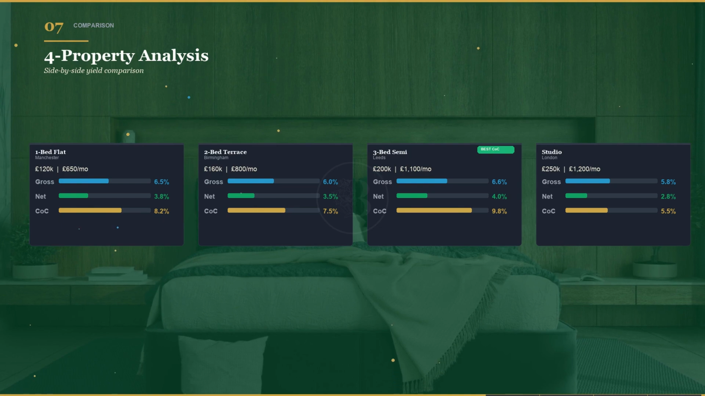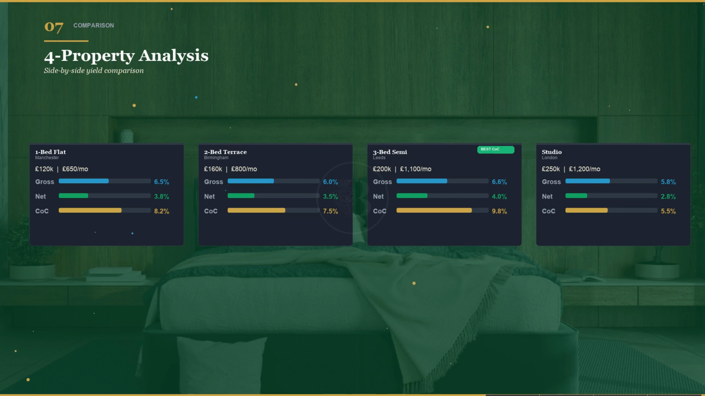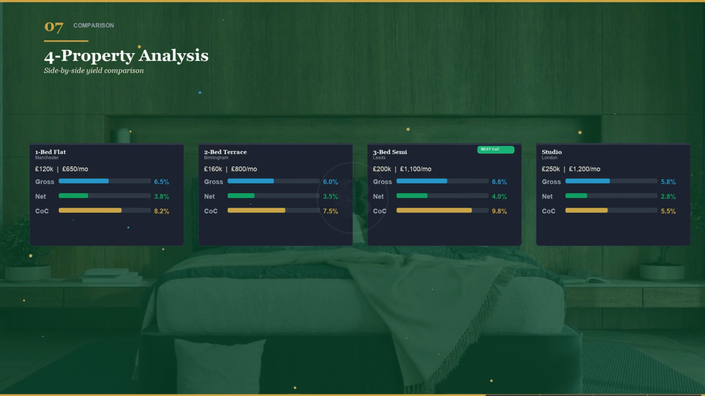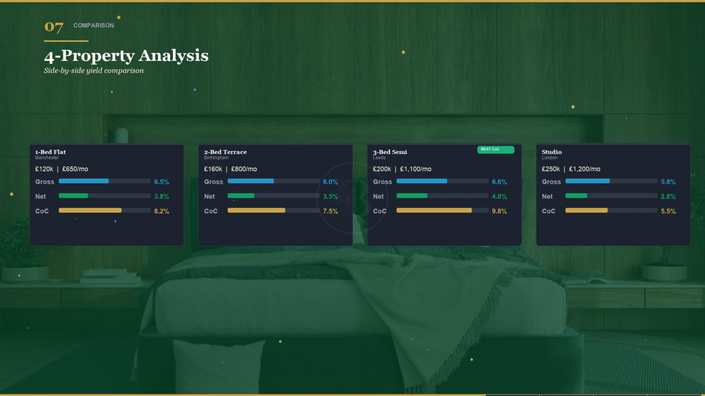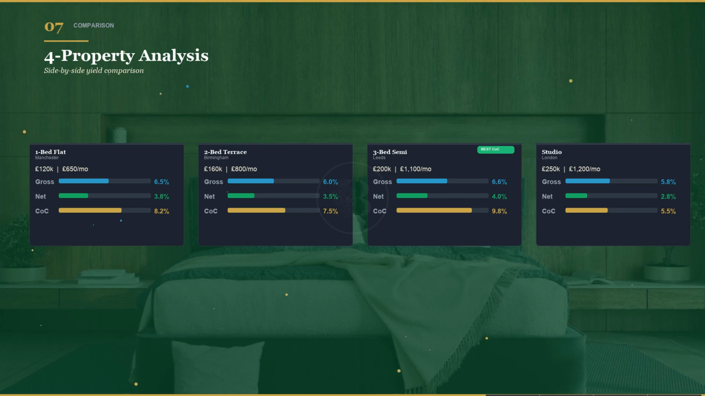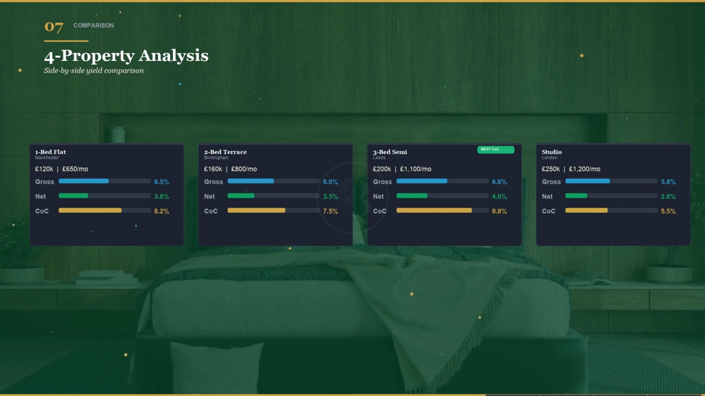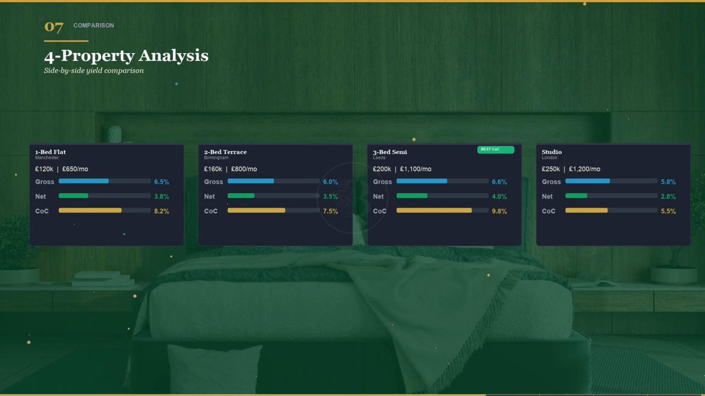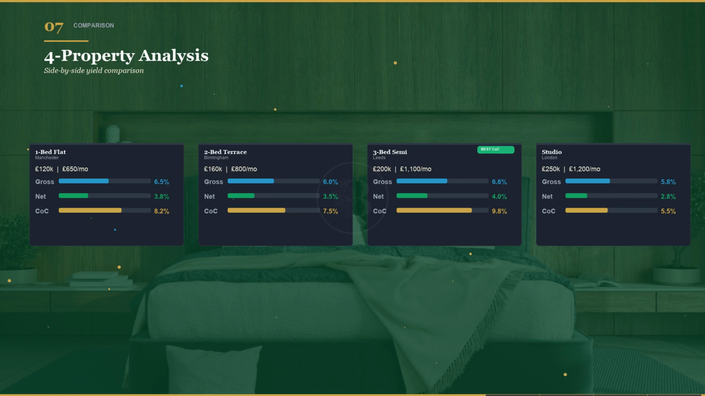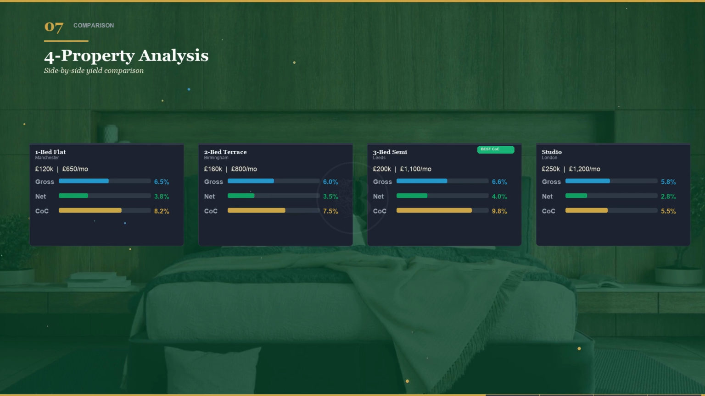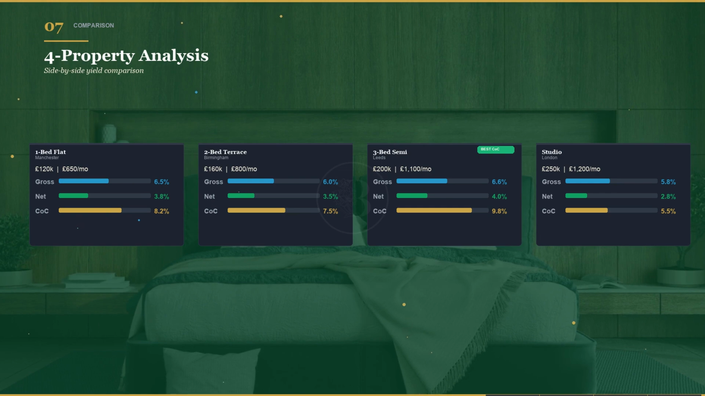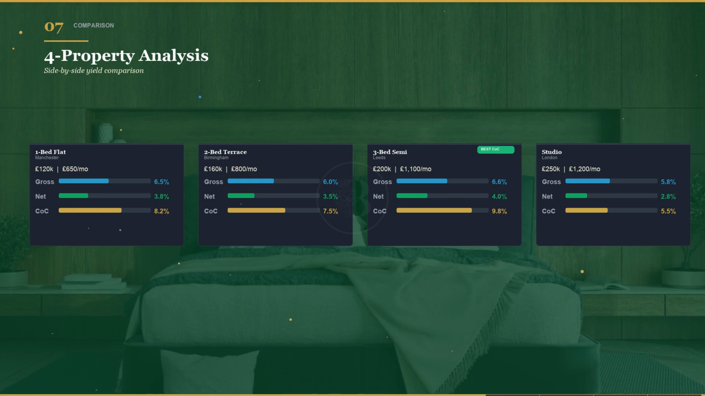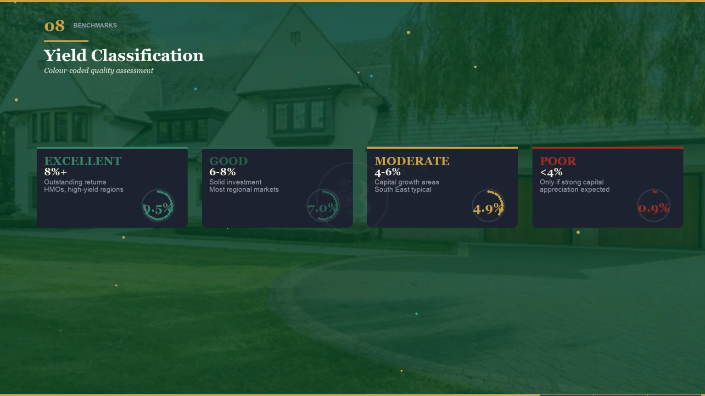Not sure which property offers the best return? The comparison tool lets you analyze up to 4 properties side by side. Each property is calculated independently with its own rent, costs, mortgage terms, and assumptions. The comparison chart shows gross yield, net yield, and cash-on-cash return as grouped bars. The best performer in each metric is highlighted automatically. Compare a 1-bed flat against a 3-bed terrace. Compare interest-only against repayment financing. Compare London against Birmingham against Manchester. Every combination reveals which property and which strategy delivers the best return on your capital.